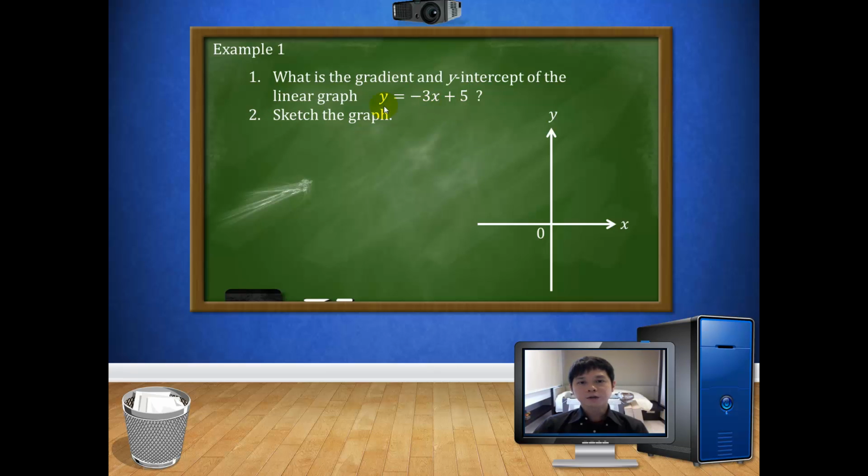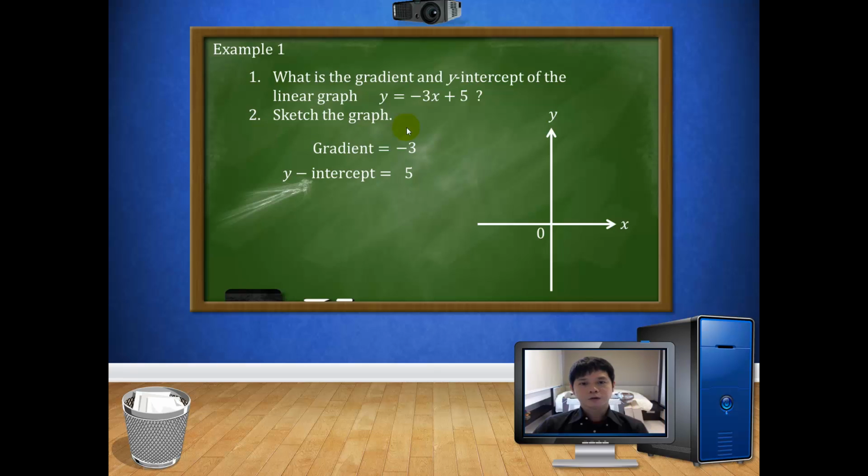Now the first thing to check is whether this equation is in the gradient-intercept form. Since y has a coefficient of 1, and this is in the form y equals to mx plus c, we can simply tell that the gradient is equals to, yes, it is equals to -3, as seen from the coefficient of x here. What is the y-intercept then? Yes, it is simply plus 5.